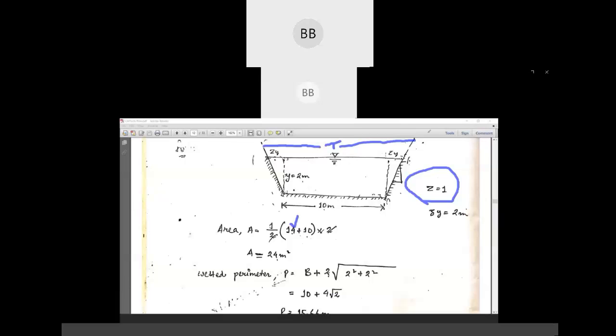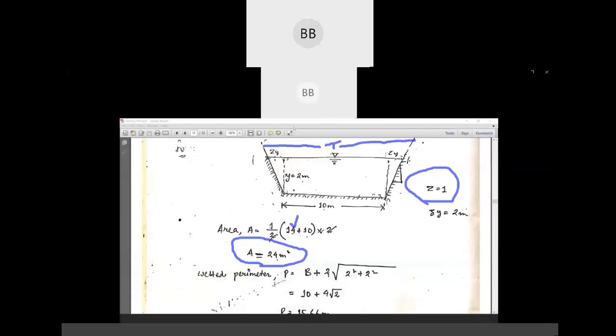So you can directly substitute 14 meter, plus 10 meter is your bottom width, divided by 2, multiplied by vertical distance, that is again 2 meter. So this 2 will be cancelled out. So area is 24 meter square. Try to solve this numerical, and then we will discuss its answer in the next class.